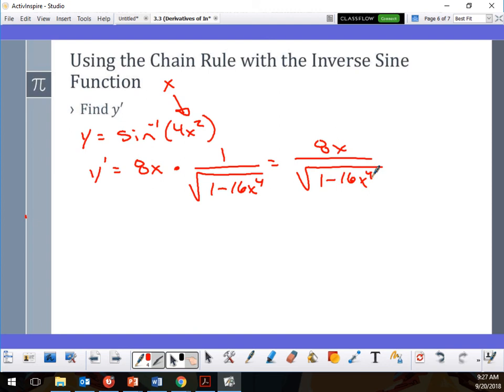All right, so let's see. I think there's one more of those. Okay, let's do y equals e to the inverse sine of x. Yeah, let's try that one.